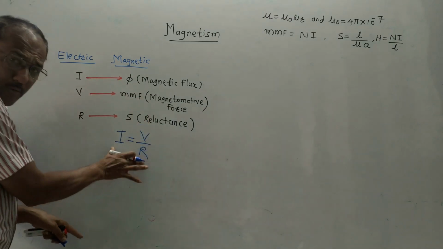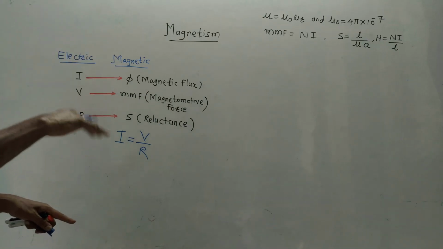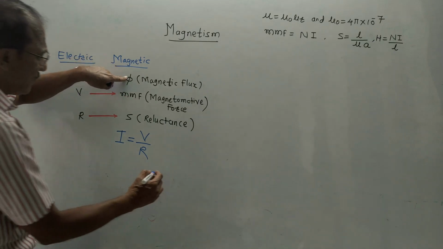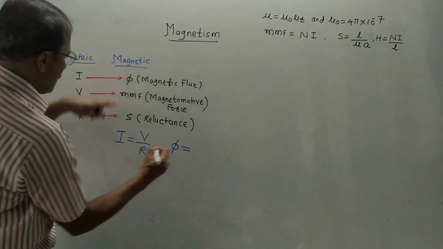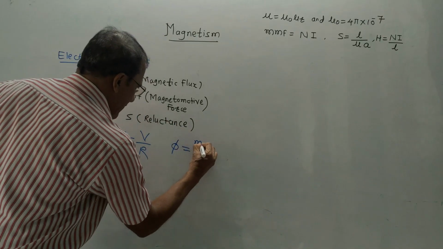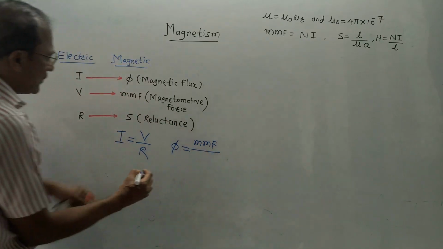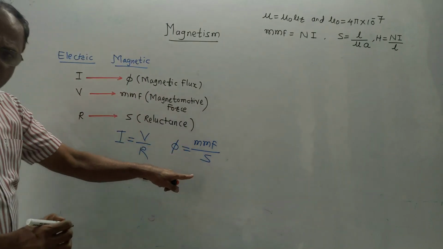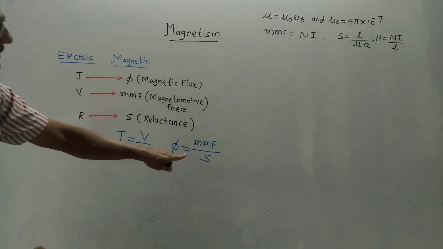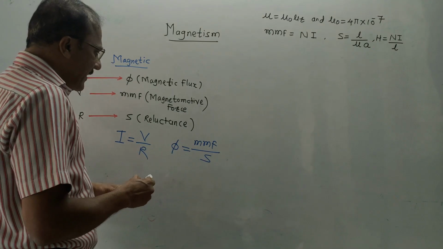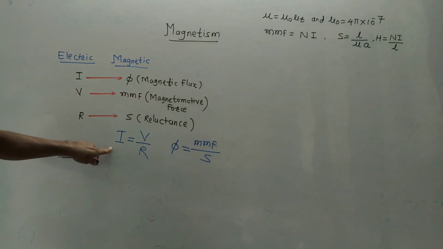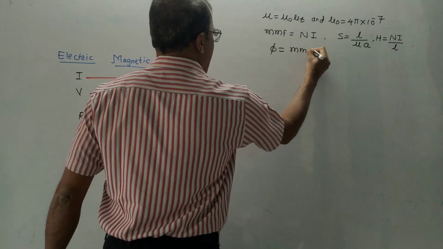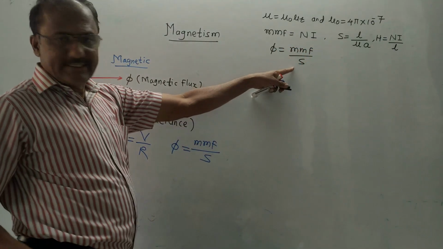If I want to generate similar equation for magnetic field, how can I do it? Look at this formula. Current is similar to magnetic flux phi. So I can write phi is equals to, voltage is equivalent to MMF, magnetomotive force, and R is similar to S. S is the reluctance. Reluctance is opposition for the flow of magnetic flux lines. So one more formula I have generated without mugging up the things by using basic Ohm's law. That is phi is equals to MMF upon S, where S is the reluctance.